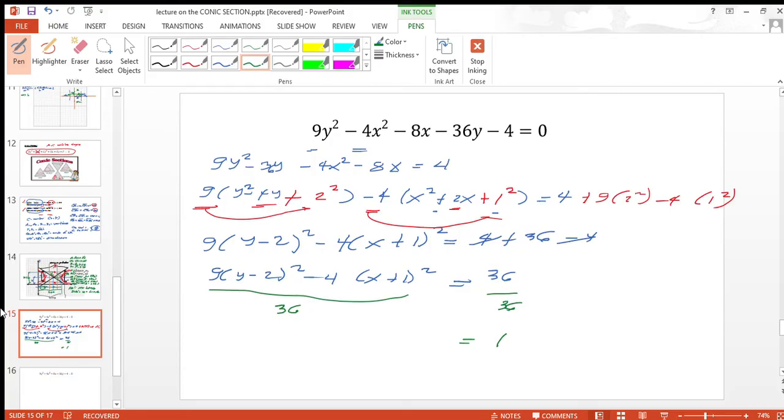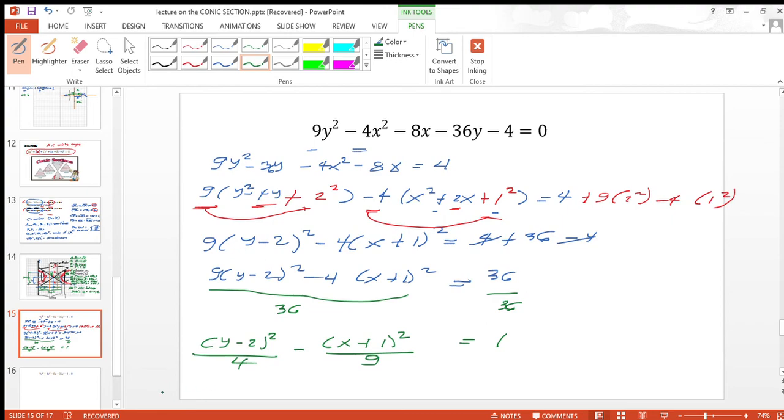The left side, what do we get? We have y minus 2, the quantity squared, over 9 and 36 will cancel out. That should be 4. And then minus x plus 1, the quantity squared, all over 36 divided by 4 will be 9. So where is the positive sign? It's with y. Minus sign is with x.